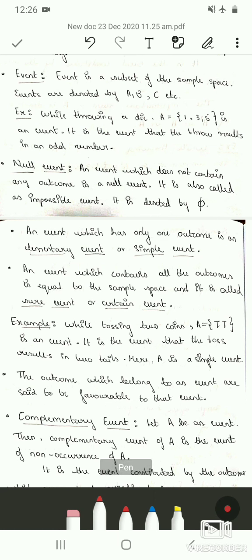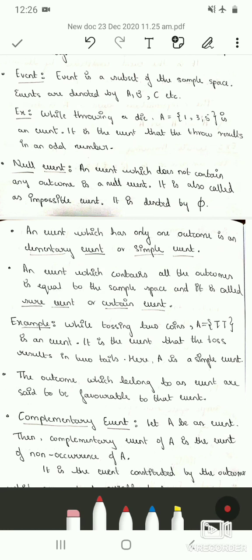For example, while tossing two coins, let an event be considered, that is TT, that is, two coins show up tails. So here A = {TT} is an event. It is the event that the toss results in two tails. Here A is a simple event, as it has only one outcome. Such events are known as simple events or elementary events. The outcomes which belong to an event are said to be favorable to that event.